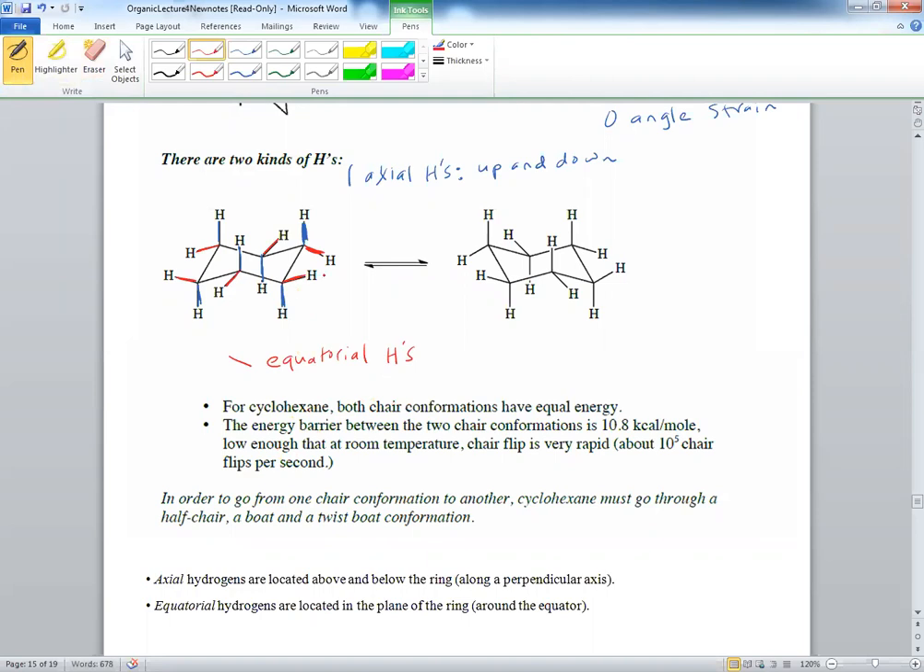And again, they point out from the ring. Now, if you do a ring flip, although we're not going to spend too much time on this, in a ring flip you will actually have a switch between the axial and the equatorial.